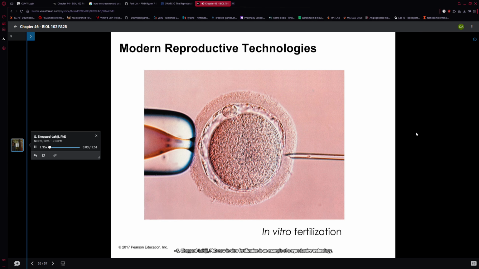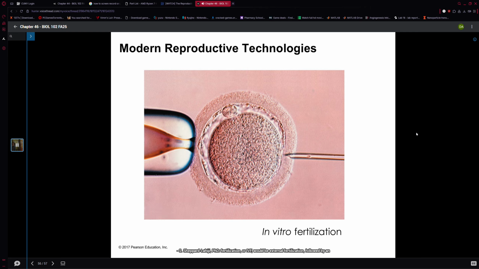Now, in vitro fertilization is an example of a reproductive technology which has the capability of helping to assist individuals that may deal with infertility. And that can be something that's seen on both the male and female side as well. They can be equally affected.